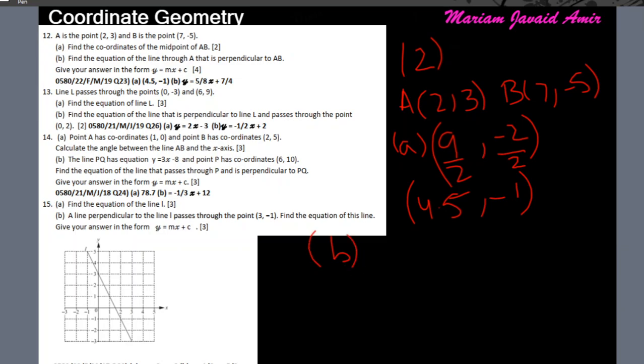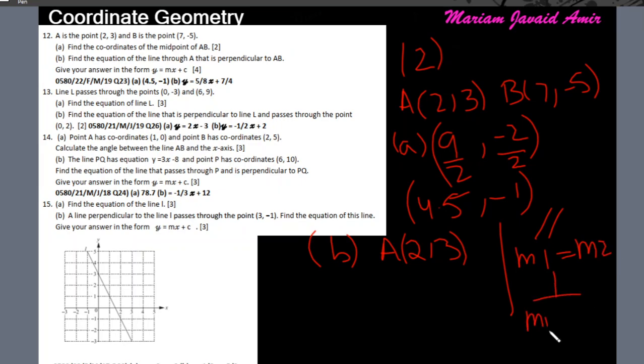Part B, find the equation of line through A. So we need to find equation of line which passes through A and is perpendicular to AB. So perpendicular slopes, let's revise. If two lines are parallel, then their slopes will be equal. If two lines are perpendicular, then their slopes product will be equal to minus 1. So we'll be using this second formula, keep this in mind.